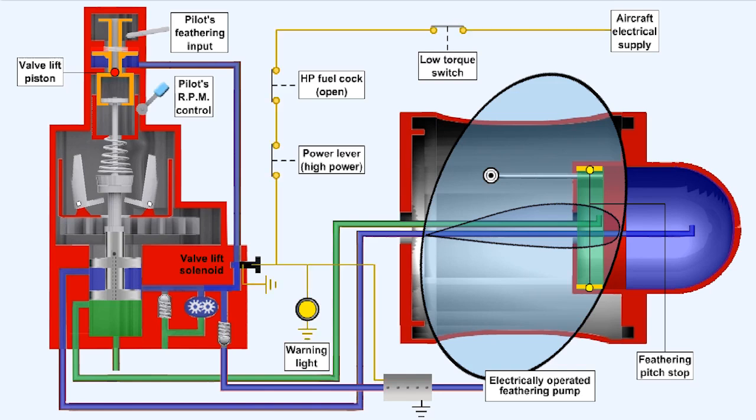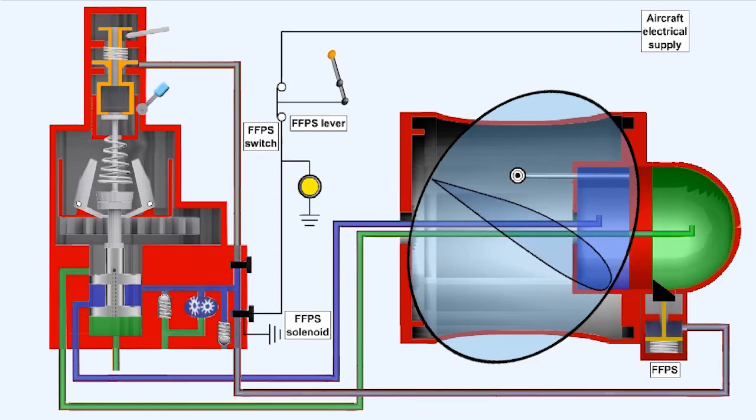The feathering stop is fitted within the pitch change mechanism, the position of which allows the propeller blades to take up a position edge-on to the aircraft airflow, where they will generate zero aerodynamic force in either direction. The propeller should not now windmill.